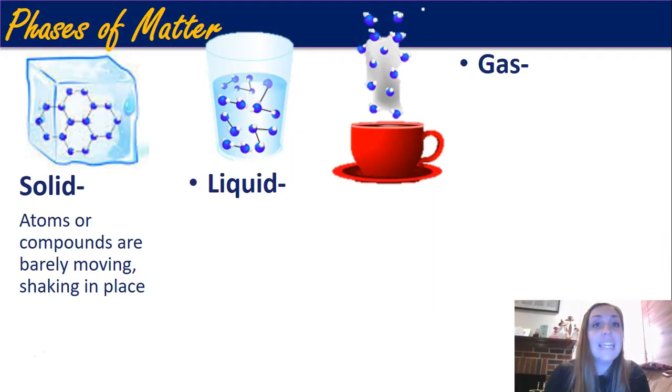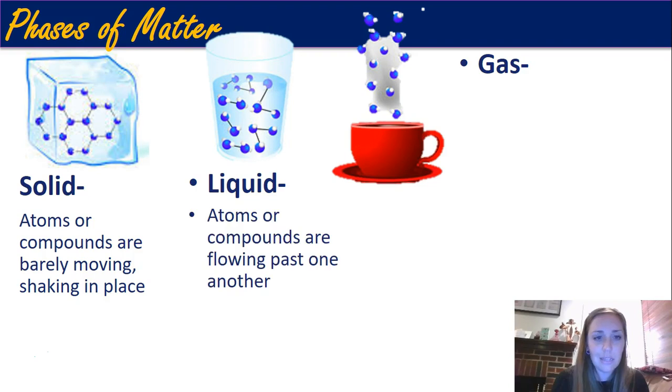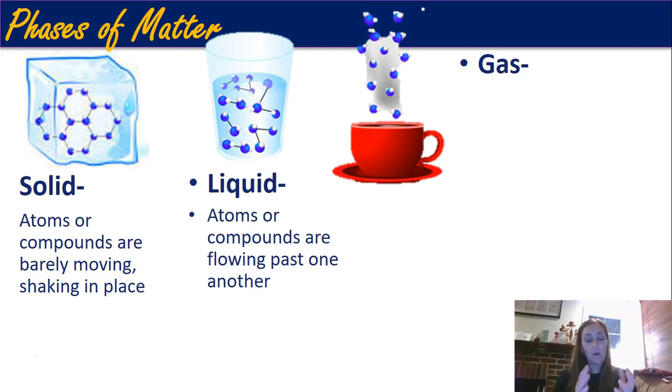So for a solid, the atoms or the compounds, so those molecules or formula units, whatever type of matter it is, they're barely moving. They're just sitting there, shaking in place. They don't have that much kinetic energy. Kinetic energy is the energy of movement, so solids just sit in place. In liquids, the atoms or the compound units are flowing past one another. They're all staying in the same area, but they're moving past one another, like swimming past one another, especially since it's a liquid.